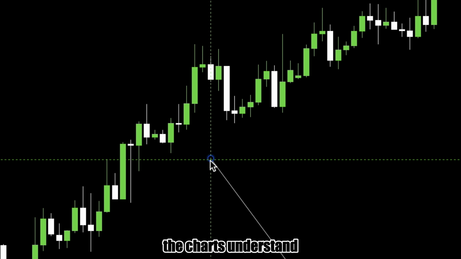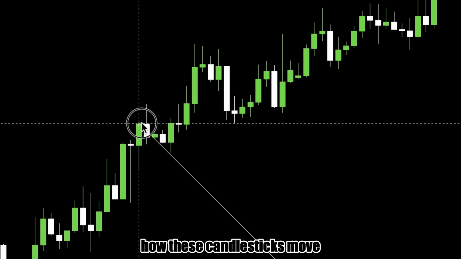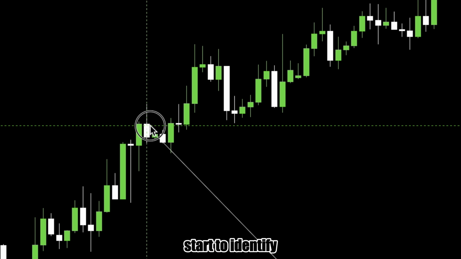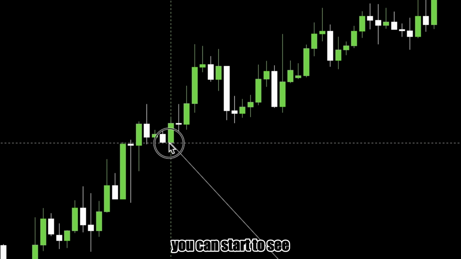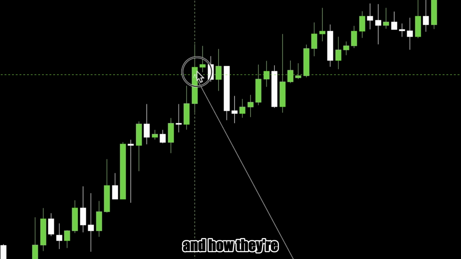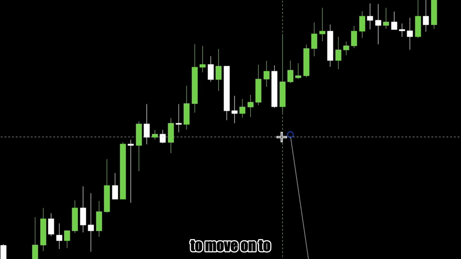Guys, just go through this. Mark through the charts. Understand what's going on, and you can start to see how these candlesticks move. Once you can start to identify properly the open, the high, the low, and the close of each candlestick, and you can start to see the different strengths of these things and how they're playing within the markets, you'll be ready to move on to the next session.